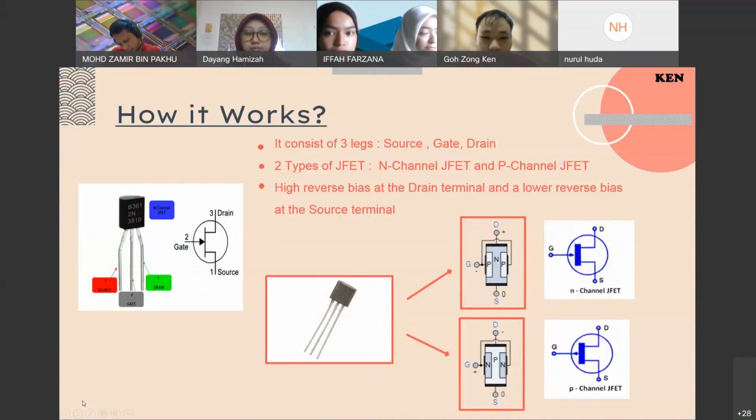Next. The left picture belongs to the N-channel JFET. From this picture, we can see this JFET consists of three legs corresponding to source, gate, and drain. JFET can also be categorized into two types that are N-channel JFET and P-channel JFET.